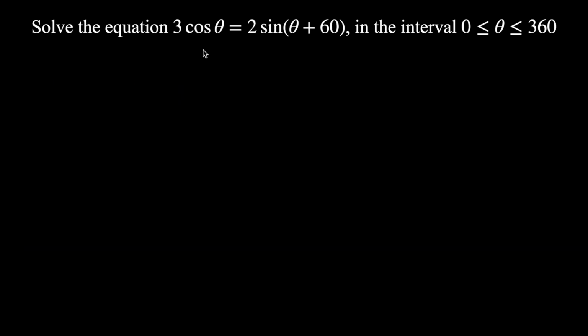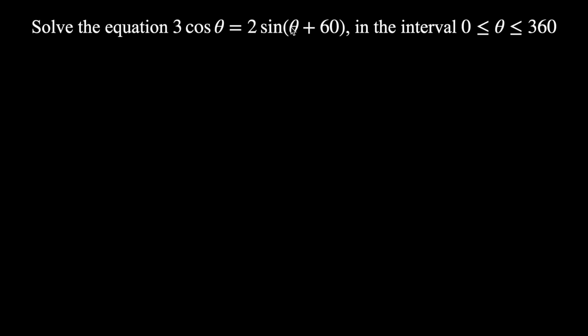It says solve the equation 3 cosine theta equals 2 sine of theta plus 60 in the interval 0 to 360. Remember, the goal here is to get one function on the left and some number on the right. At the moment we have cosine and sine, and it would be nice if this was just sine theta, we could divide by cosine theta and have tan theta, but unfortunately we can't because we have sine of theta plus 60. So we have to deal with this first.